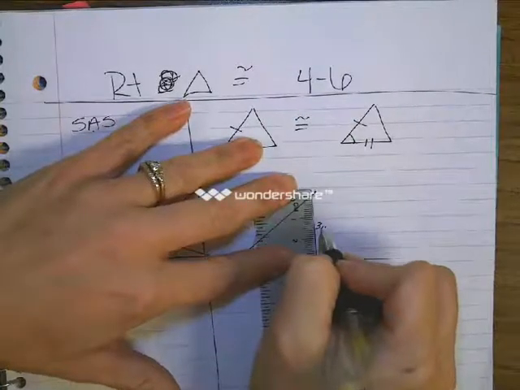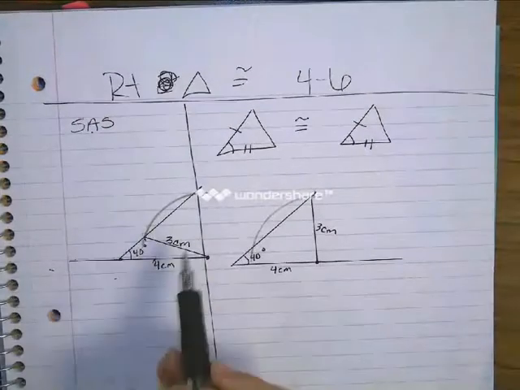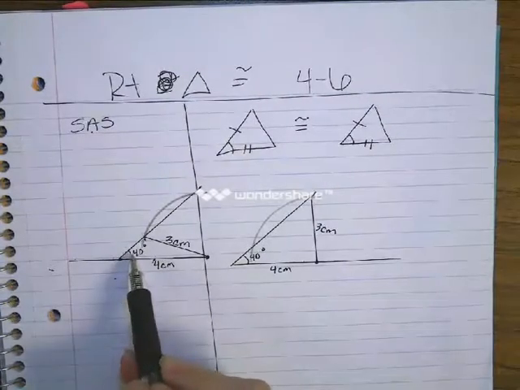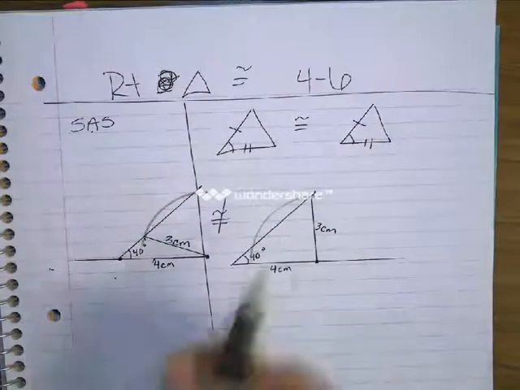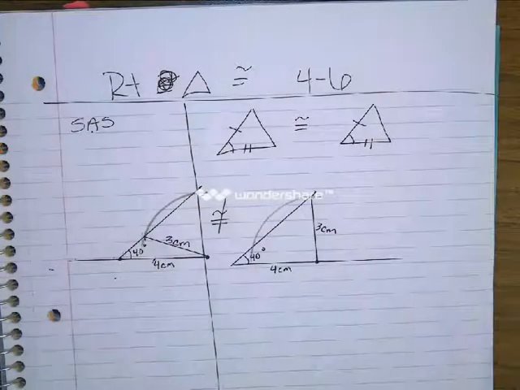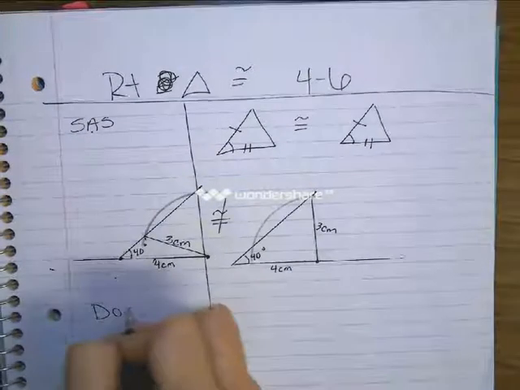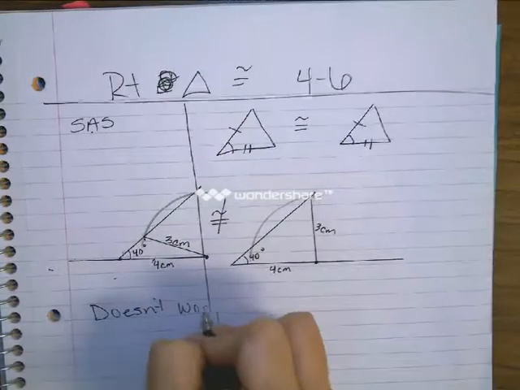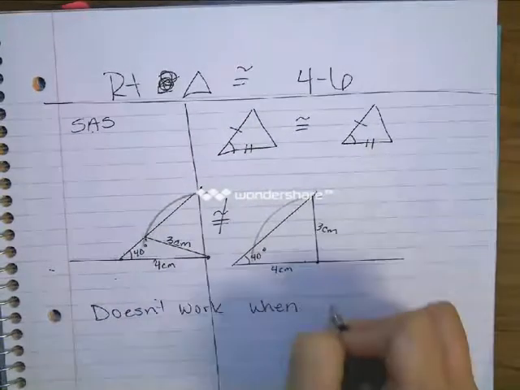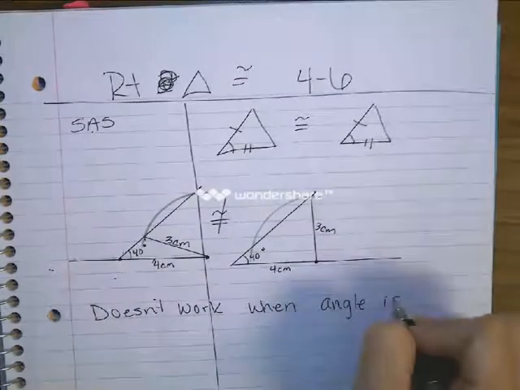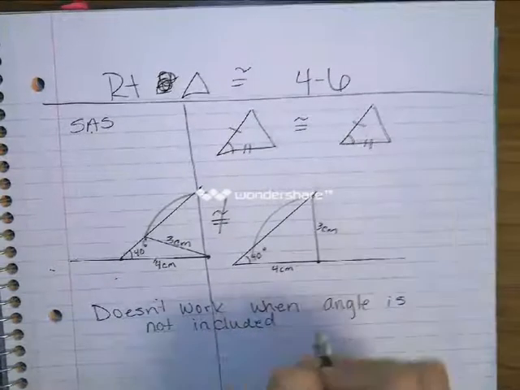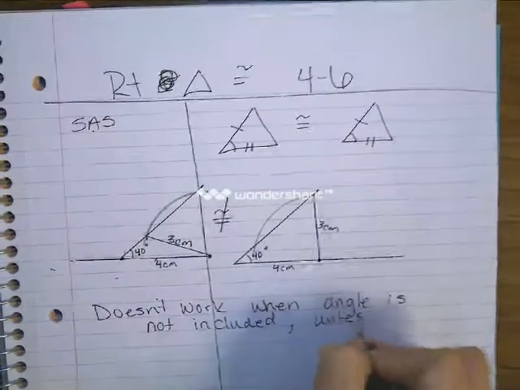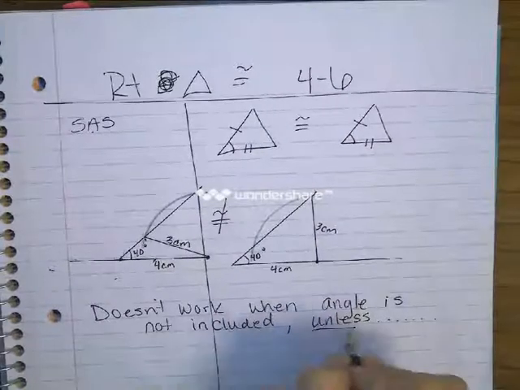So in this case, we have two sides and a non-included angle. Are the triangles congruent? No, they're not congruent. So as you can see, if the angle is not in between the two sides, then they're not congruent. However, it works when you have a right triangle.